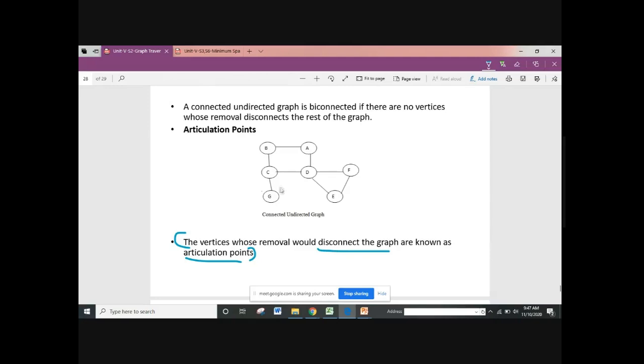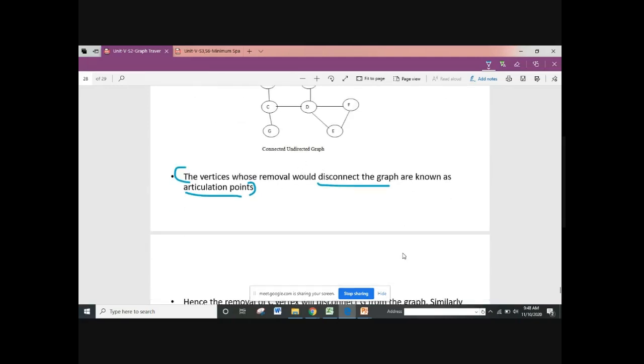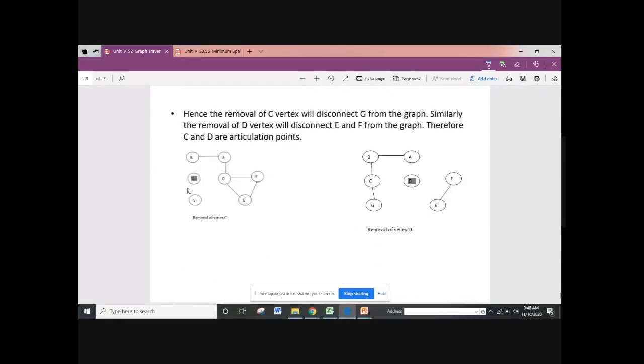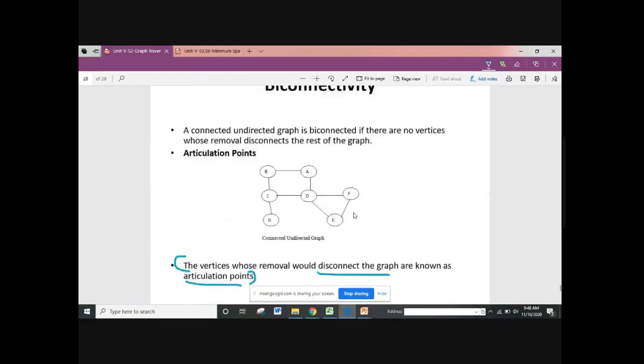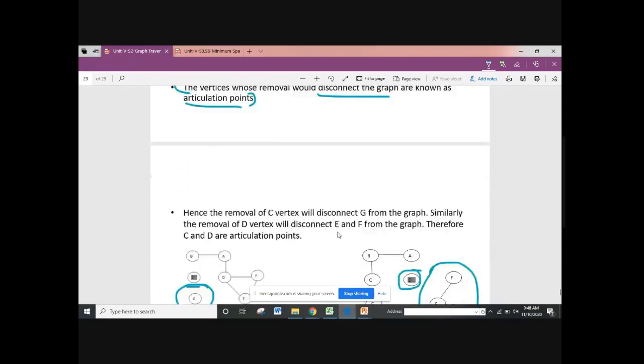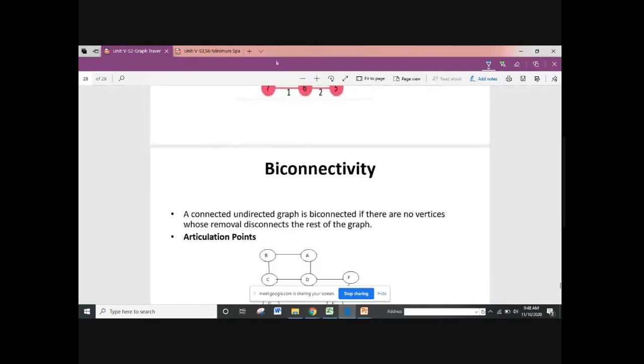So the vertices which you remove, if it disconnects the whole graph, that is called an articulation point. See here, when I am removing C, this is left out single, but it has a connection to D. Similarly, when I am removing D, these two are left out single. So C and D are called articulation points. It is not that there will be only one or two. There can be many articulation points. The main thing is if you remove that particular point and it disconnects the rest of the graph, then it will be called an articulation point. So this is called biconnectivity.